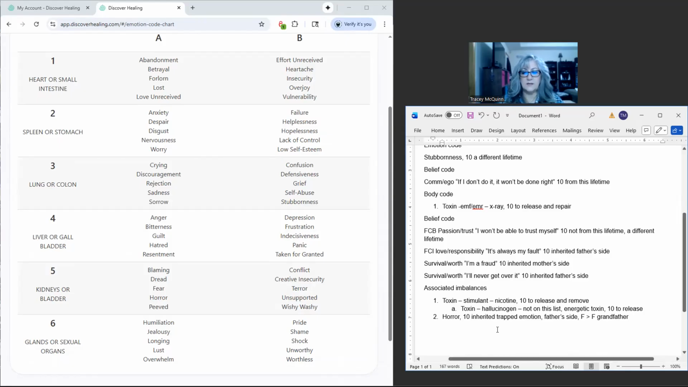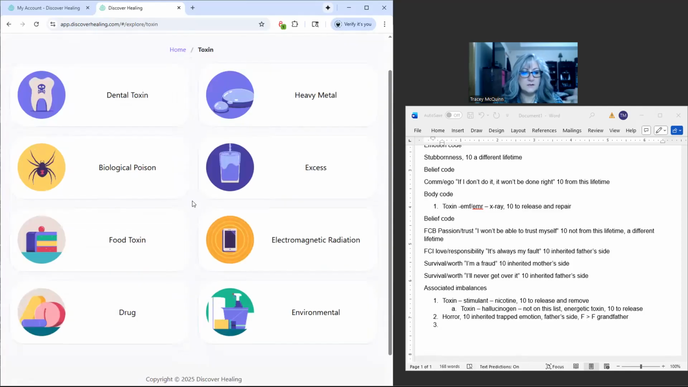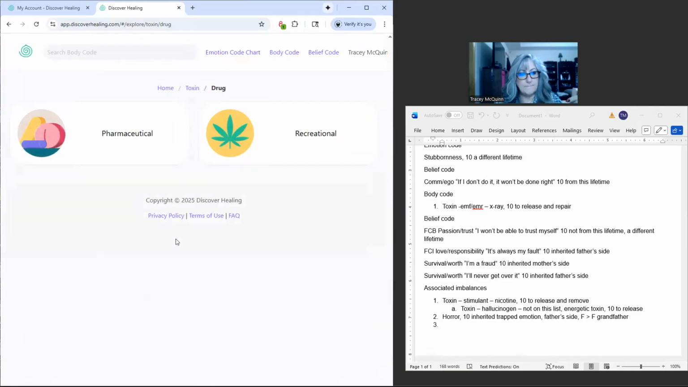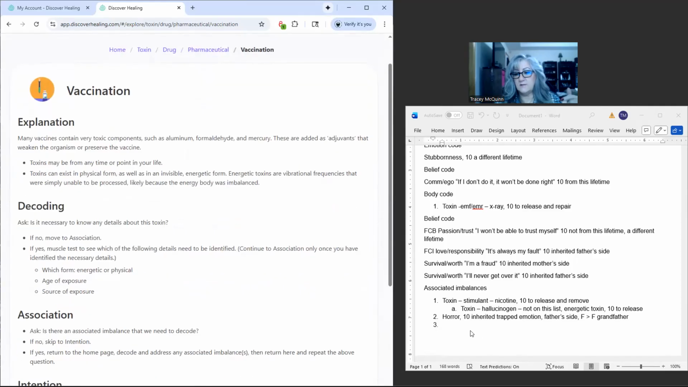Okay, so anything else you need to know about the horror? Is there another associated imbalance beneath this belief system? There is. Is it in the emotion code or the belief code or the body code? Okay. Is it on the left side? Is it energy, circulatory system, toxin? Is it on the left side? Is it dental, biological, food, drug? Okay. Is it pharmaceutical? No. Is it on the left side or the right side? It's vaccination. Okay, and this could be any vaccine you've had in your entire life as a kid.